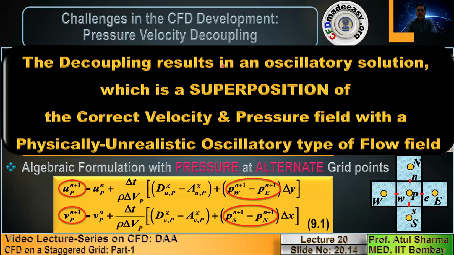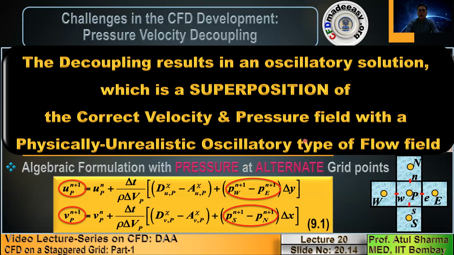The decoupling results in an unphysical oscillatory solution that I'll present in the next slide, which is a superposition of the correct velocity field and the pressure field with a physically unrealistic oscillatory type of flow field. As I mentioned, if you use this algebraic equation, people have found that they get a solution which is of course obeying these equations, but which is a superposition of the correct velocity and pressure field, which is superimposed with physically unrealistic oscillatory velocities and pressure.